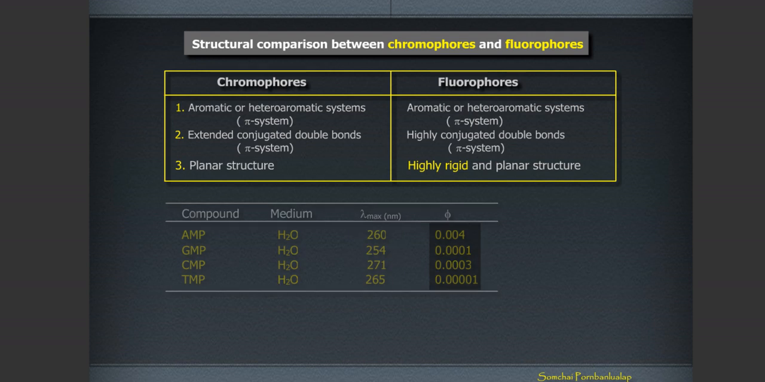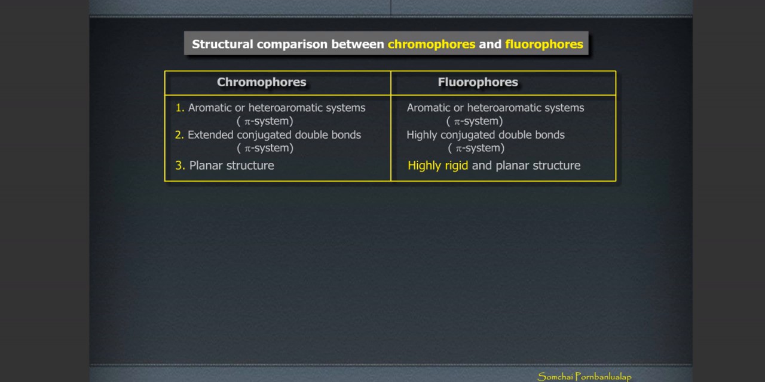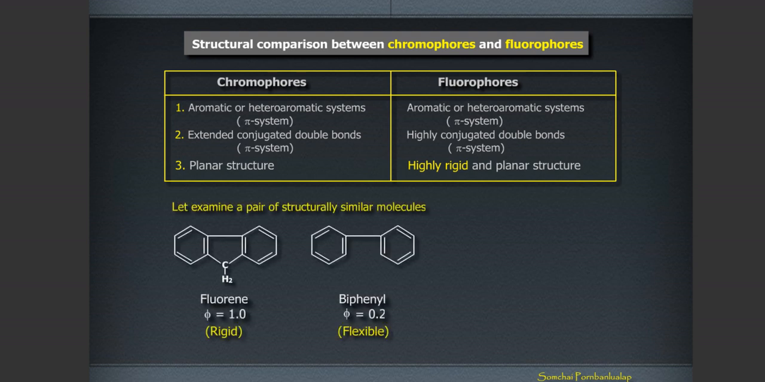One of the important structural features of fluorophores is structural rigidity. Consider a pair of closely related structures, fluorene and biphenyl. Both contain 2 aromatic rings and thus absorb UV light. However, fluorene emits light intensely with a quantum yield of 1. In contrast, biphenyl emits light weakly with a quantum yield of 0.2.